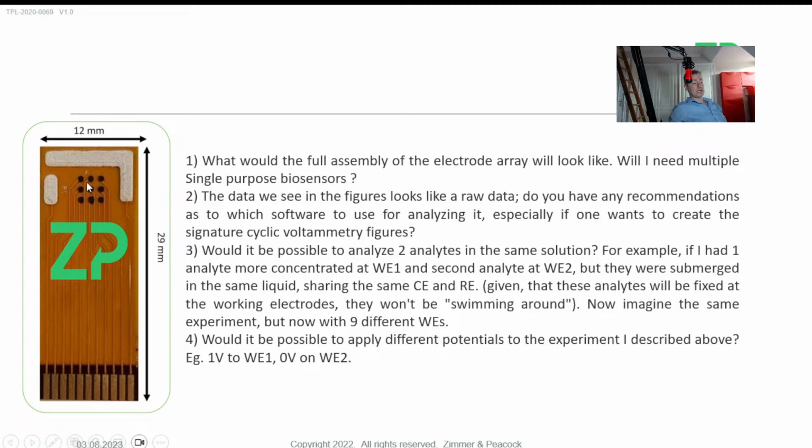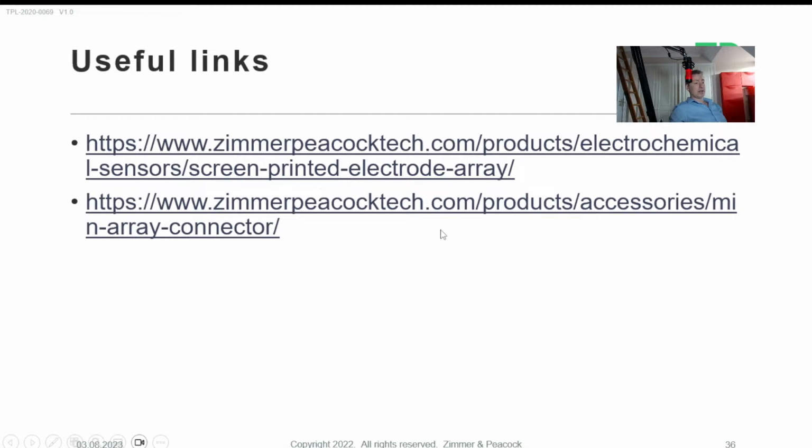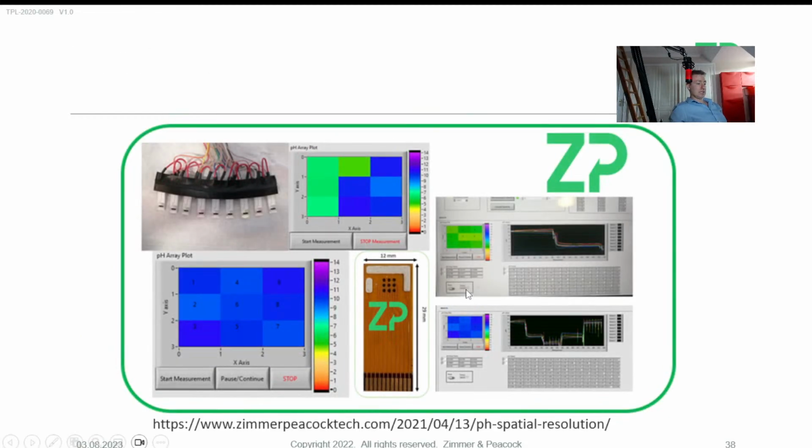It is okay to just have these 9 electrodes and a common reference and a common counter. It really is quite common to do that, and to be able to have different potentials at different electrodes. We do have a connector for this, and I've put the links to the array and the connector here. We also have a bit of data where we use this to measure pH. It was all the same target, and I did put a link to that.